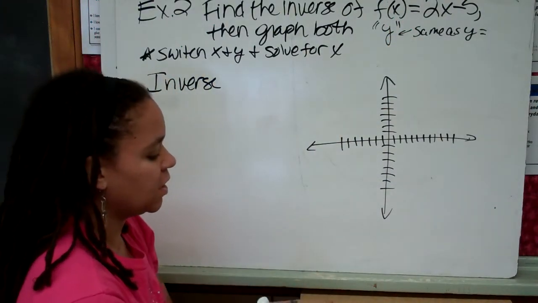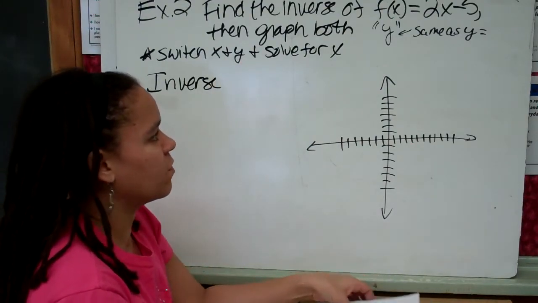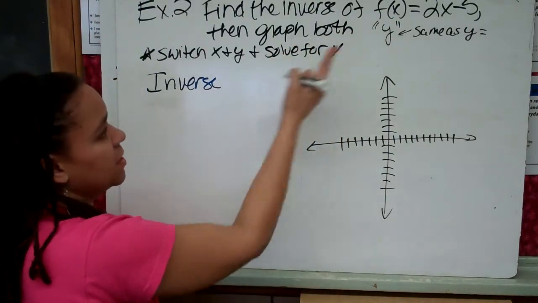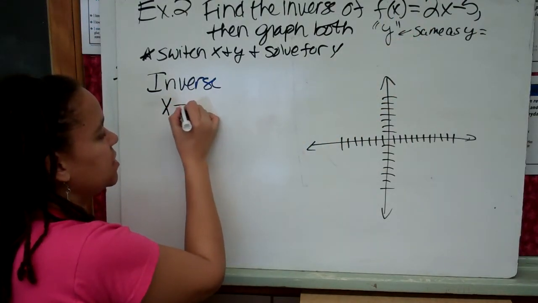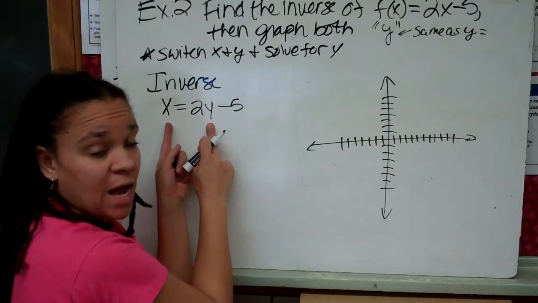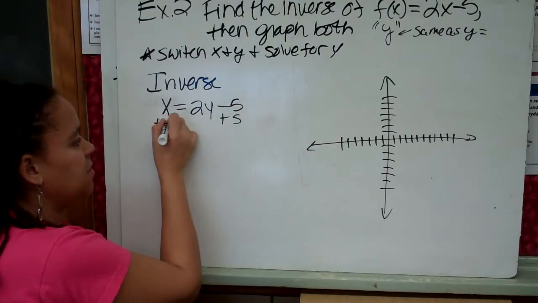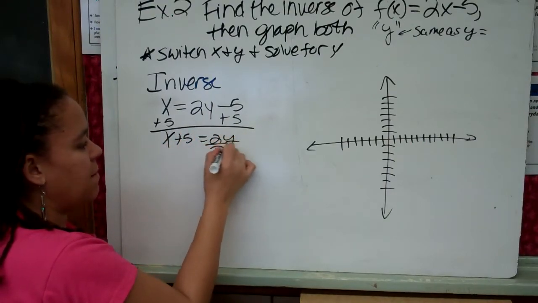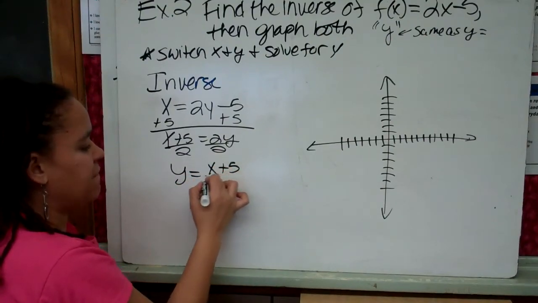So when we're finding the inverse, all we want to do is switch x and y and solve for y. It normally said y equals 2x minus 5. So the inverse is x equals 2y minus 5. I just switched the letters x and y, and now I'm going to solve for y. So add 5 to both sides. X plus 5 equals 2y. Divide by 2, divide by 2. Y is equal to x plus 5 over 2.